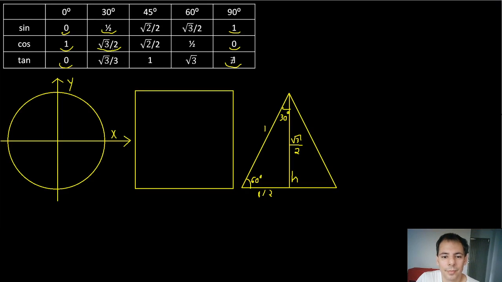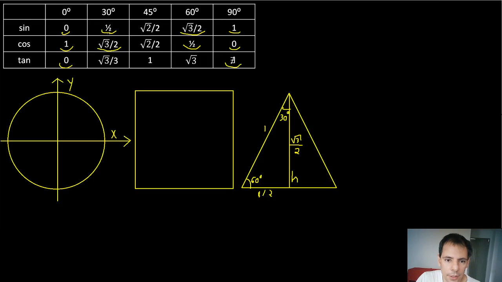All right. The sine of 60 is going to be the opposite side divided by the hypotenuse. So it's here. Square root of 3 divided by 2. The cosine of 60 will be the adjacent side divided by the hypotenuse. So it will be this one.